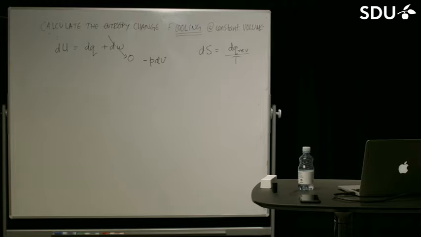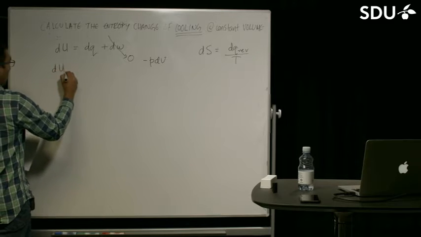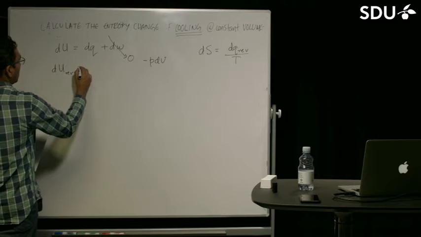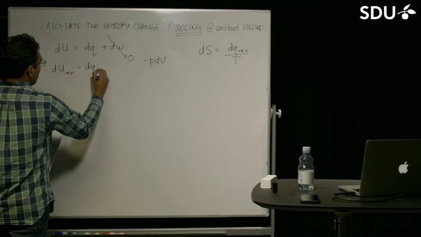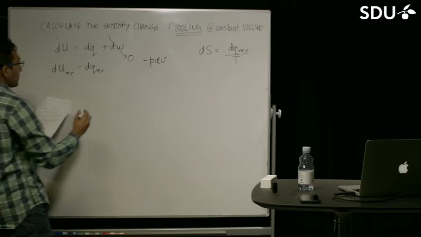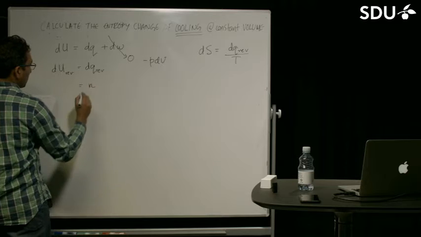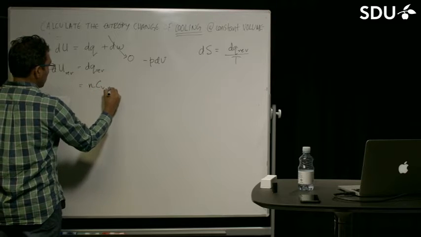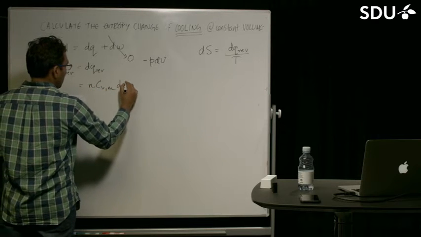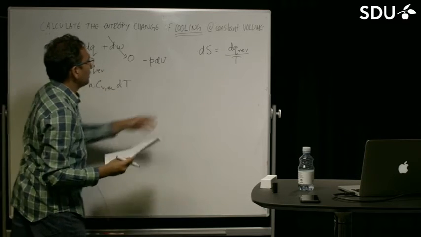Now, internal energy is a state function, so we can choose a reversible path, and we can say that a reversible change in the internal energy is equal to the amount of reversible heat that comes into the system. And based on the previous discussion, we can write the internal energy change as the product of the number of moles multiplied by the heat capacity at constant volume multiplied by the differential change in the temperature. Then we plug in these values there.